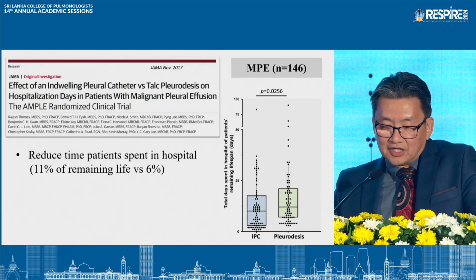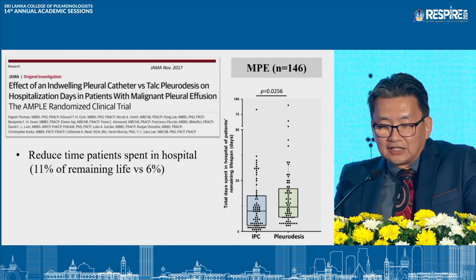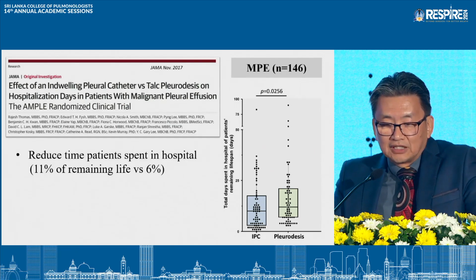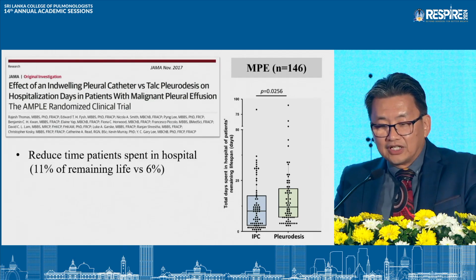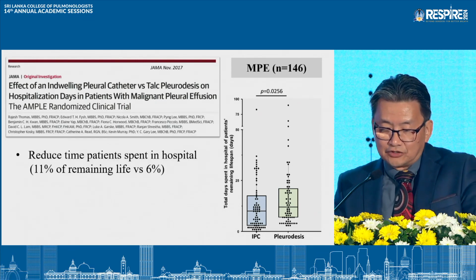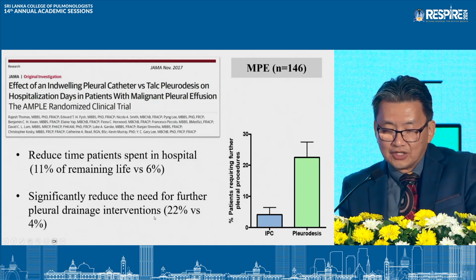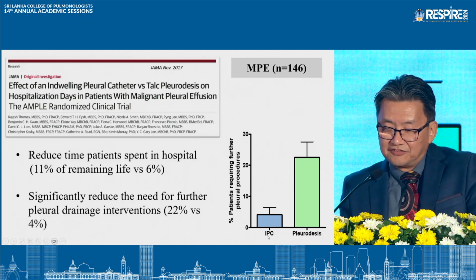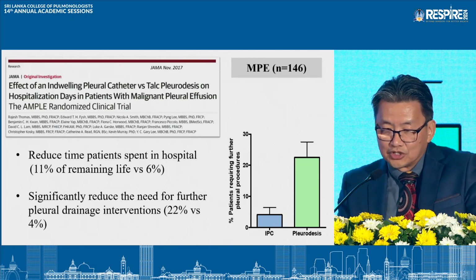So in our JAMA paper with 146 patients with malignant pleural effusion, we show that if you treat patients with conventional pleurodesis, they spend 11% of their remaining life, which is about 1 in 9 days, in hospital for whatever cause of hospitalization. But you can almost halve it to 6% if you use indwelling pleural catheter as the first-line treatment. And as I mentioned, talc pleurodesis failed in about 20% of cases, so these patients require further pleural fluid interventions. But if you put in an indwelling pleural catheter as the first line, only 4% of the patients in the study require further pleural fluid drainage.